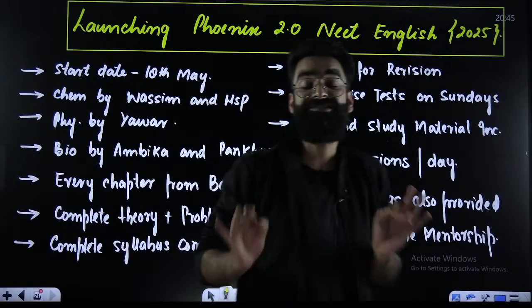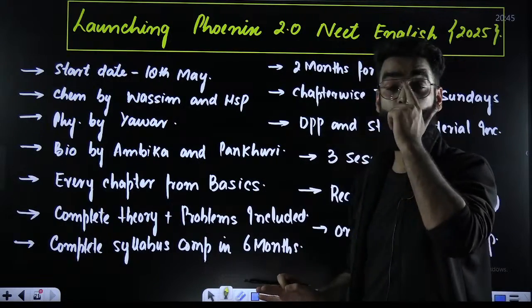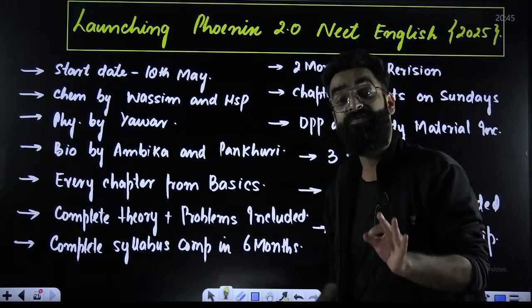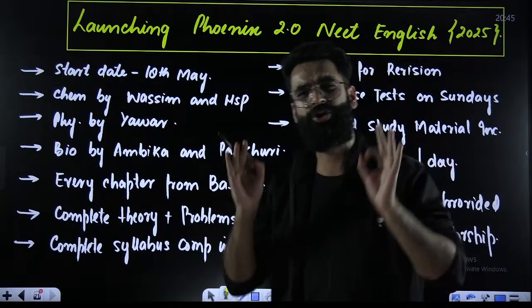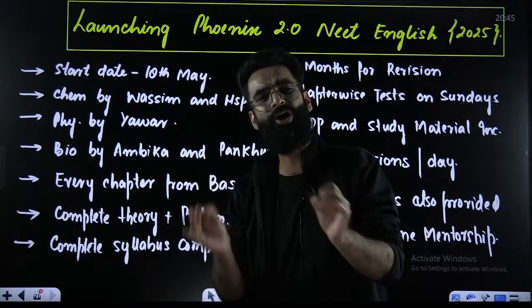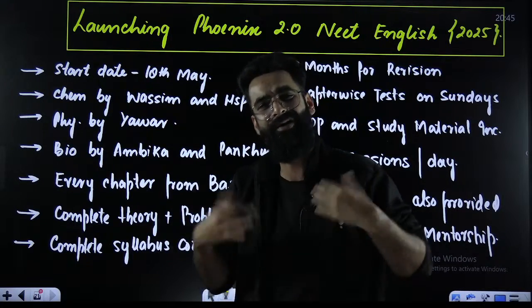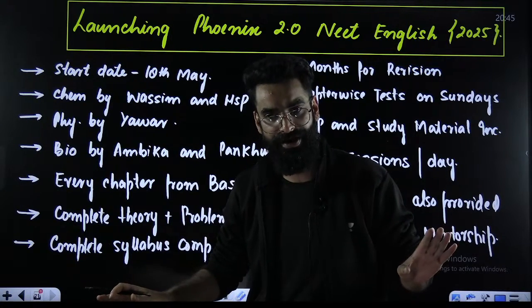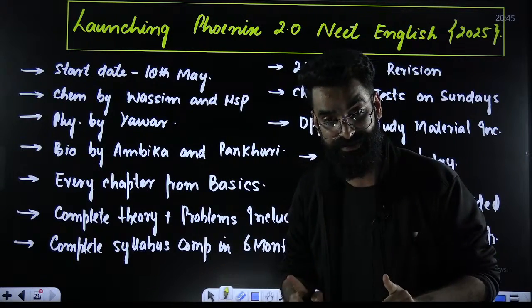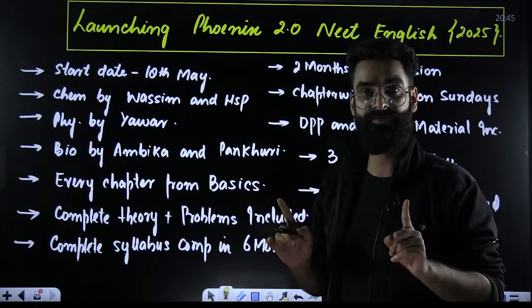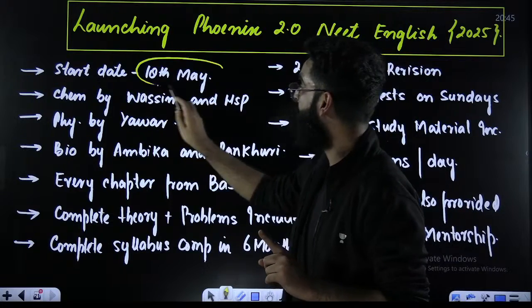My dear students, this particular batch, Phoenix 2.0 NEET English batch, is for all the NEET 2025 aspirants. Whether you are a fresher or a dropper does not matter. Whether you have studied once, twice, or never studied, does not matter. This batch is for all the NEET 2025 aspirants. We are starting the batch on 18th of May.